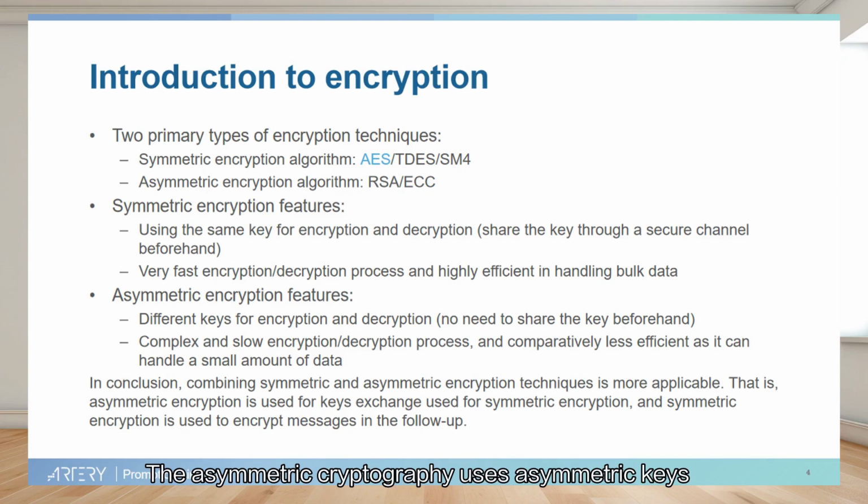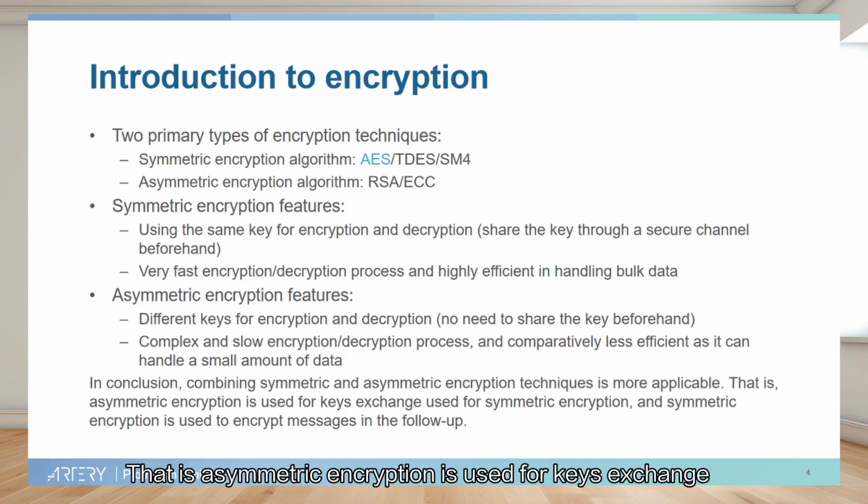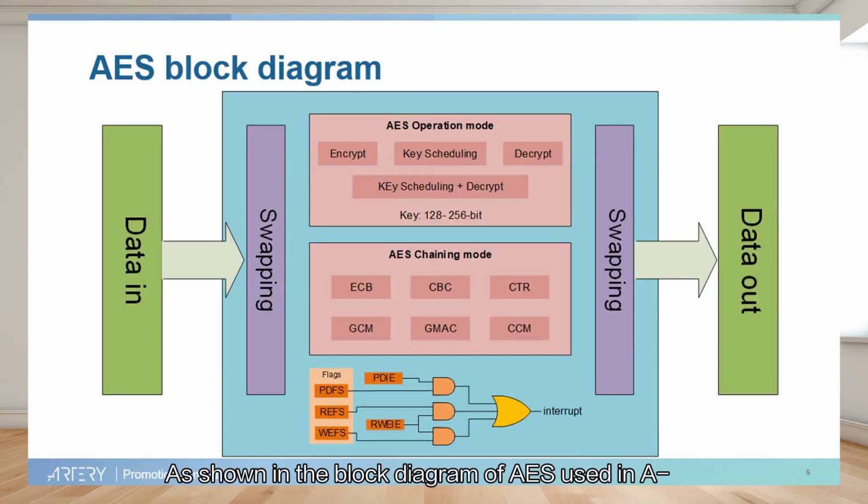The asymmetric cryptography uses asymmetric keys to encrypt and decrypt data. It is complex and slow in the encryption or decryption process, and comparatively less efficient in handling bulk data. In practice, the symmetric and asymmetric methods are combined for better performance. That is, asymmetric encryption is used for key exchange for symmetric encryption, and symmetric encryption is used to encrypt messages in the follow-up.